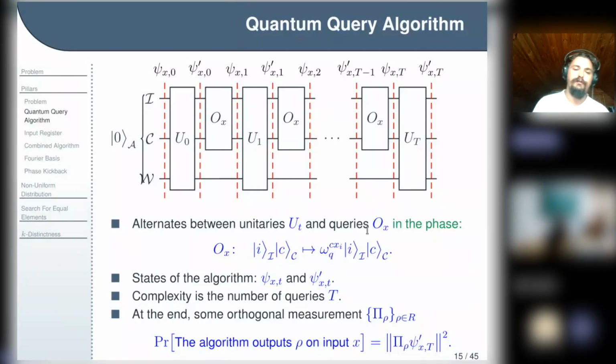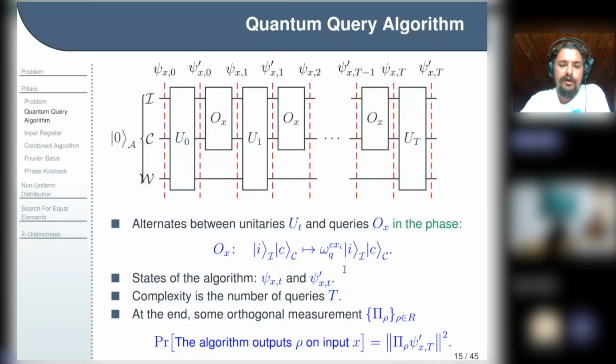That's the only way the algorithm can get information about the input, by applying these input oracles. I will assume that the queries to this input oracle, O_x, are in the phase. It takes 2 registers, I and C, where I contains one of the n positions, so it goes to x_i, the i-th element of the input string, and C contains one of the elements of Z_q. It multiplies the phase by omega_q to the power of c times x_i.